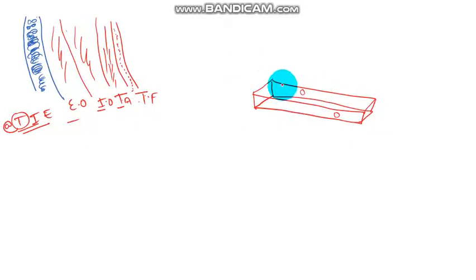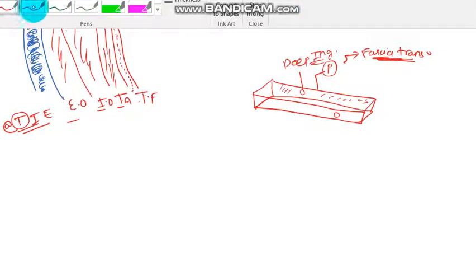So what makes this posterior wall? The posterior wall is formed by the fascia transversalis. The posterior boundary is formed by the fascia transversalis, which consists of the opening of the deep inguinal ring, the innermost or inner inguinal opening.